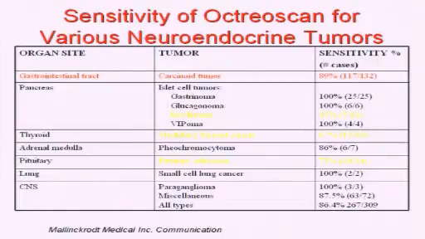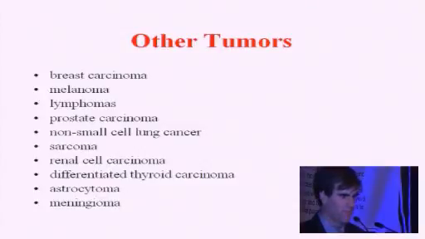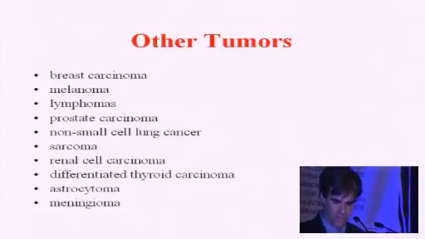But please take note that insulinomas have less than 50% sensitivity, maybe 42%. And medullary thyroid cancer and pituitary adenomas also have mediocre sensitivity with octreoscan. Other tumors, I'm just going to mention, can be imaged as well with octreoscan, and that has been done with lymphomas and non-small cell lung cancers.